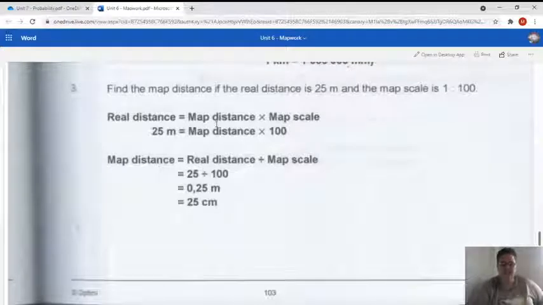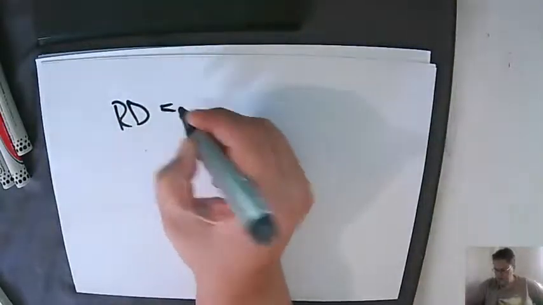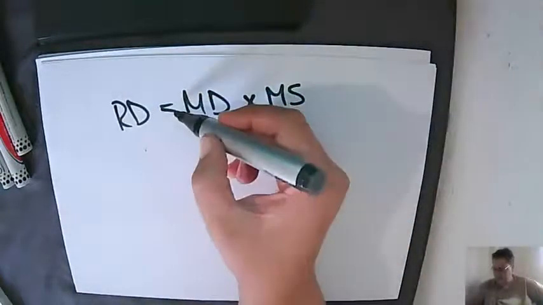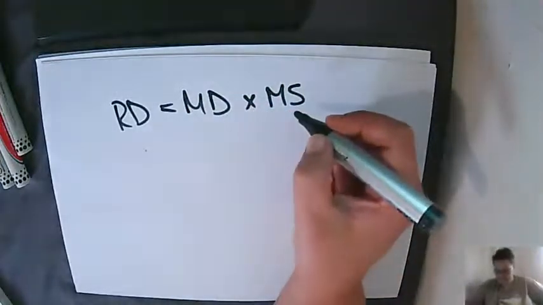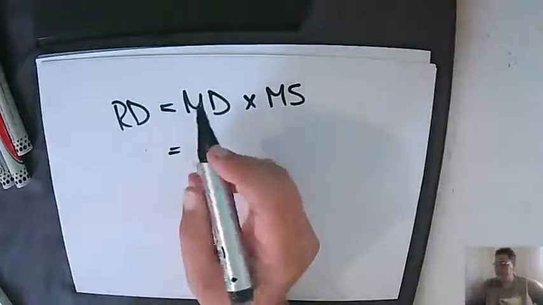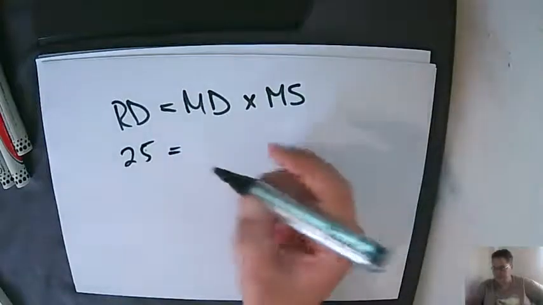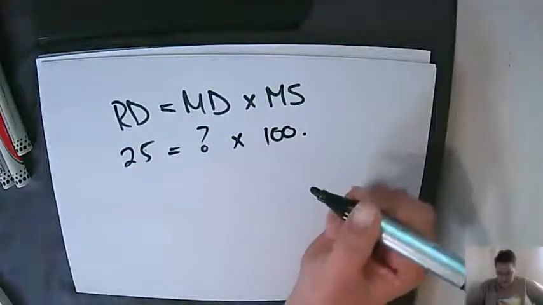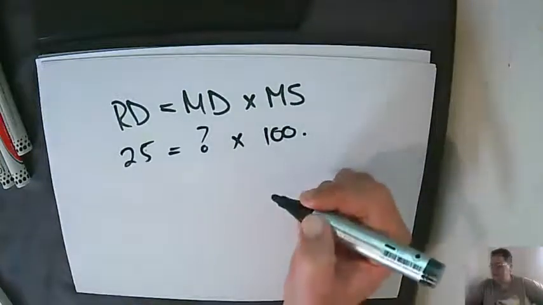Okay, it says, find the map distance if the real distance is 25 meters and the map scale is 1 to 100. Okay? Same as before. You put in the information that's given to you. I am going to give you this one on paper. Okay, your formula says, the real distance equals the map distance multiplied by the map scale. Now they've given you the real distance is 25. The map distance they did not give you. And the map scale is 1 to 100.